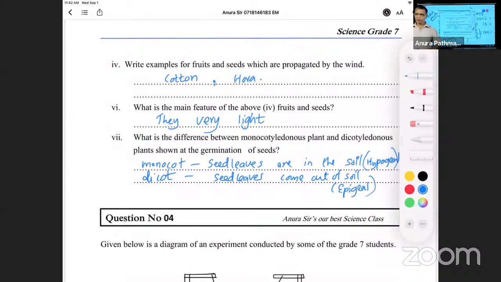Right. Moving to question number 4. Given below is a diagram of an experiment conducted by some of the grade 7 students.